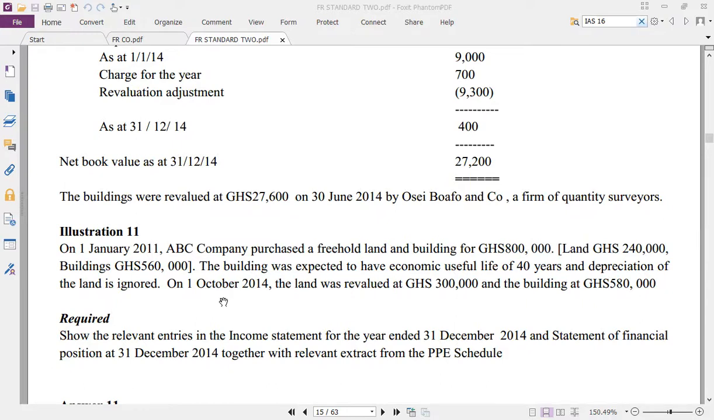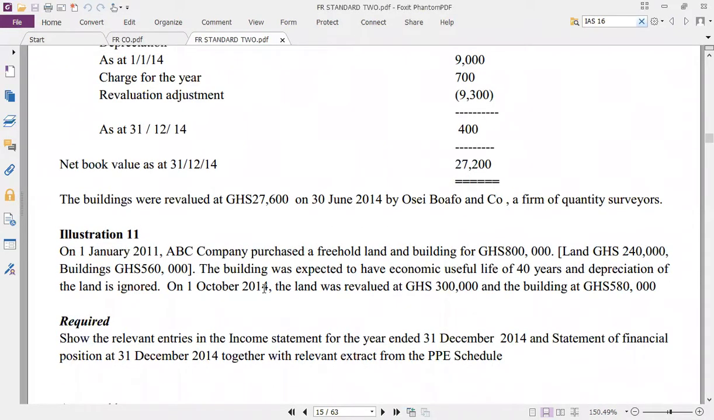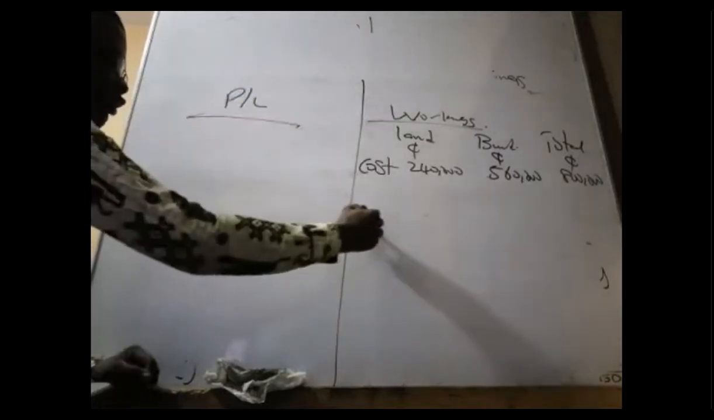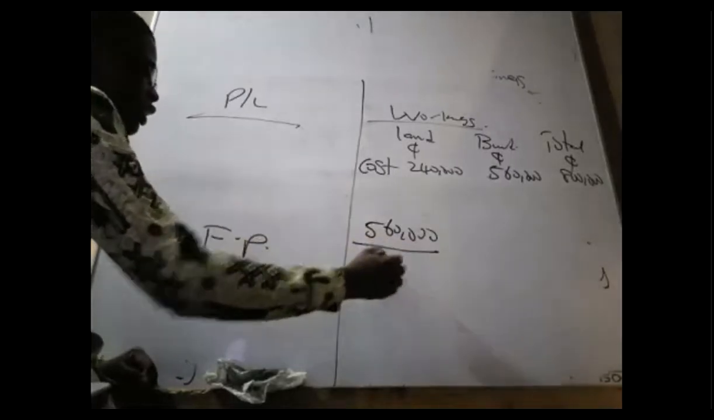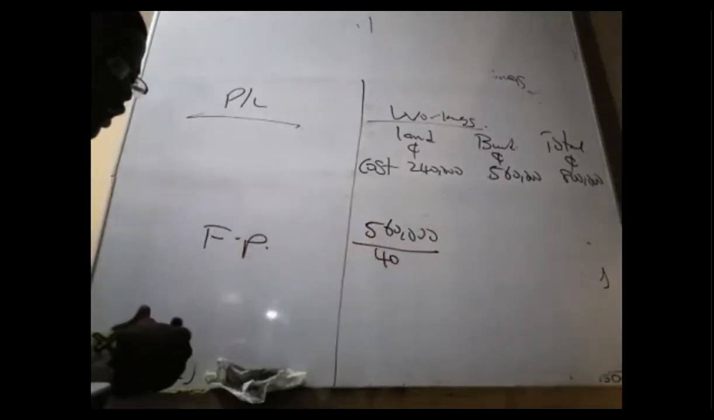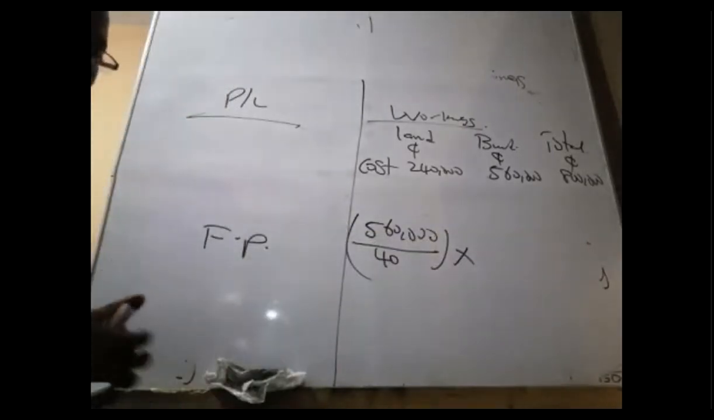Now, what's the accumulated depreciation up to October 2014? We calculate from January 2011 up to October 2014. How many years? So that we can calculate depreciation for a year. Depreciation for a year will be the cost of the asset, 560,000, over 40 years. That's the depreciation per year. Times the number of years, that becomes the accumulated depreciation.